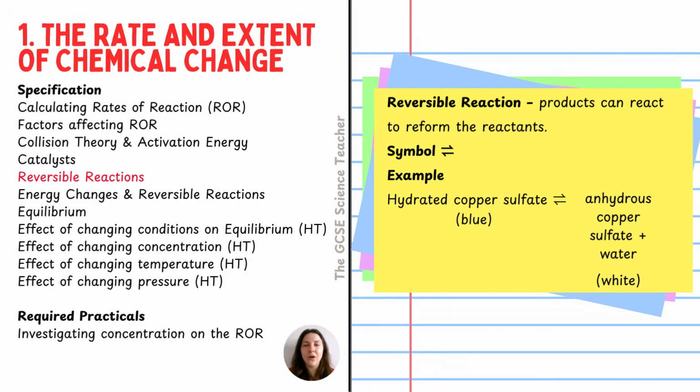A key example of a reversible reaction is hydrated copper sulfate forming anhydrous copper sulfate and water, and anhydrous copper sulfate and water can chemically combine together to form hydrated copper sulfate as well.